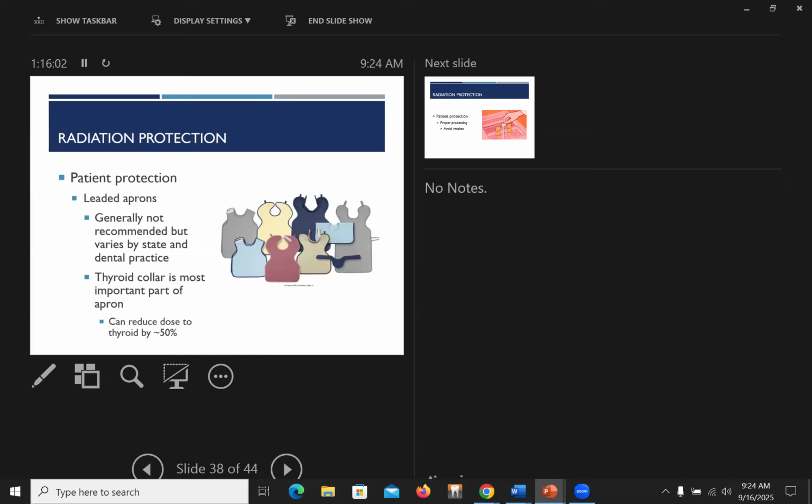So some states are like, nope, we're sorry, lead aprons, you have to. And others are saying children still have to. And then others are saying, nope, don't worry about it, it's fine. So depending on where you go to work, you might see different protocols. So I left this slide up there. I'm not going to test you on lead aprons and any of the theory around it.